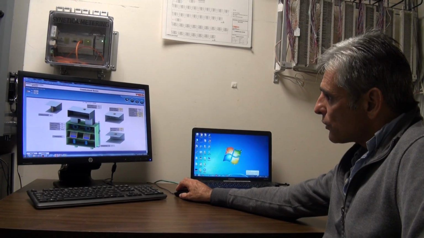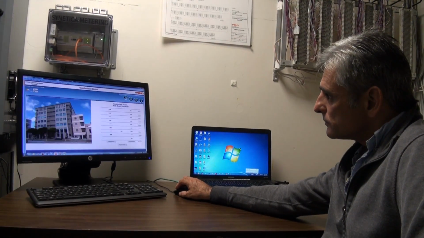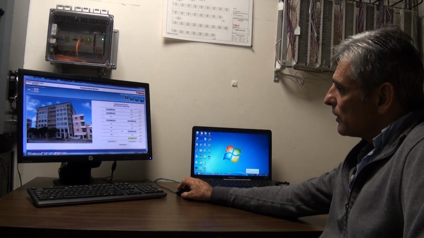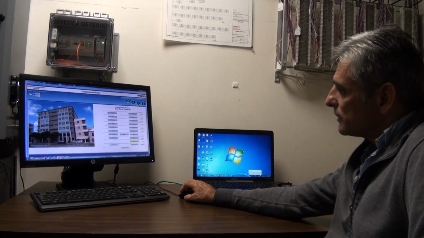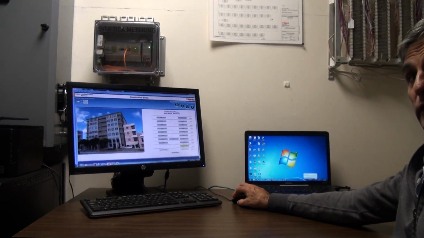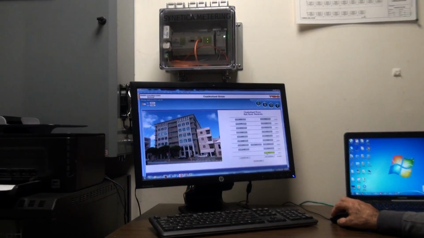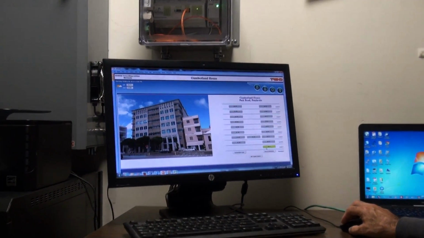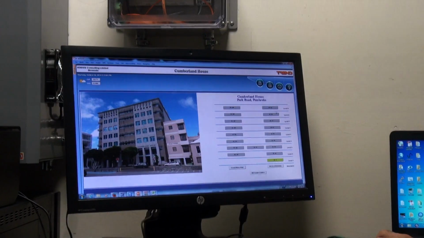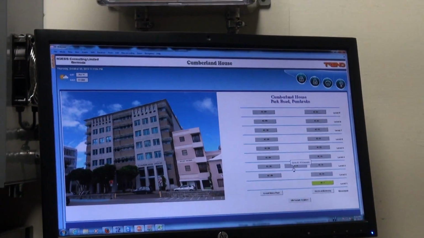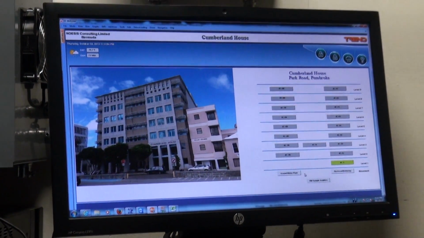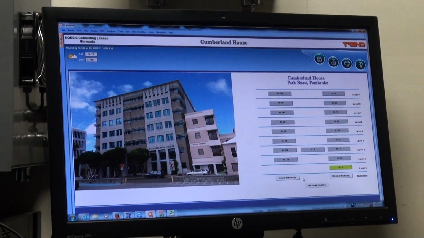We go back to the front graphic. As you can see, this is the only one in green, meaning this unit is running. All the other units have been shut down in this building. So this building is really saving a tremendous amount of energy right now.